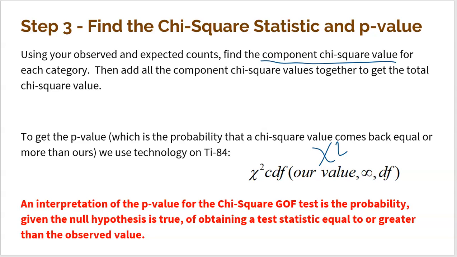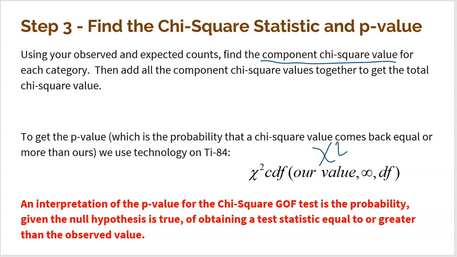Now, let's make sure that we remember what a p-value is, right? Interpretation of the p-value: it's the probability, given the null hypothesis is true, of obtaining a test statistic equal to or greater than the observed value. So the p-value is basically saying, what's the probability of seeing what we observed or greater, or even higher than what we observed, assuming the null is true. So very similar to how we interpreted a p-value before with z-scores and t-scores, okay?